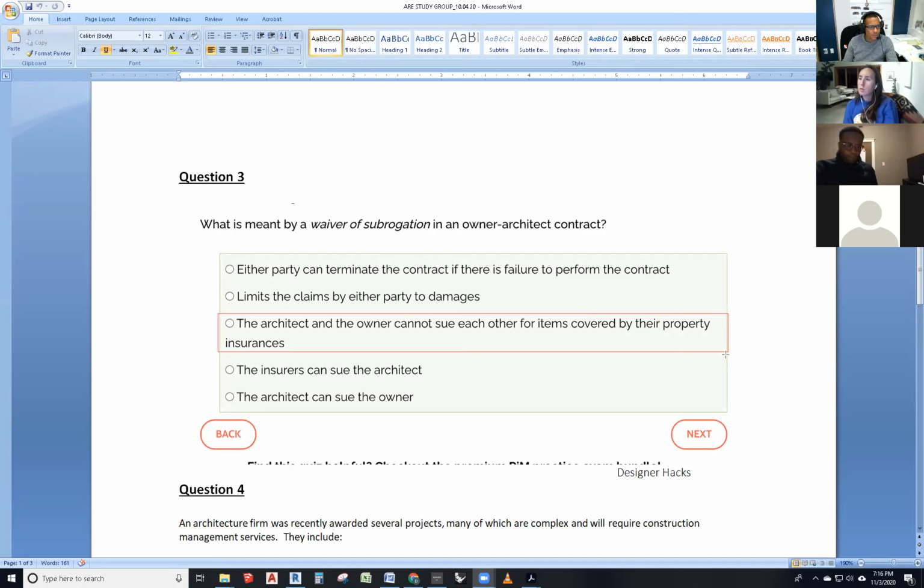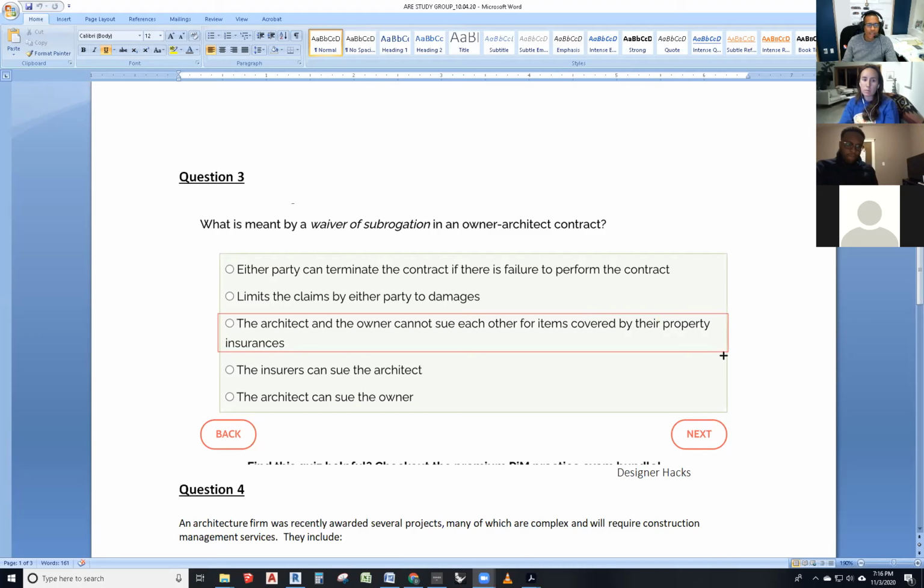So why do you think that's the one? I think because they're talking about waiver, so saying that something is excluded by something. It's good how you just get a word and try to work from it.